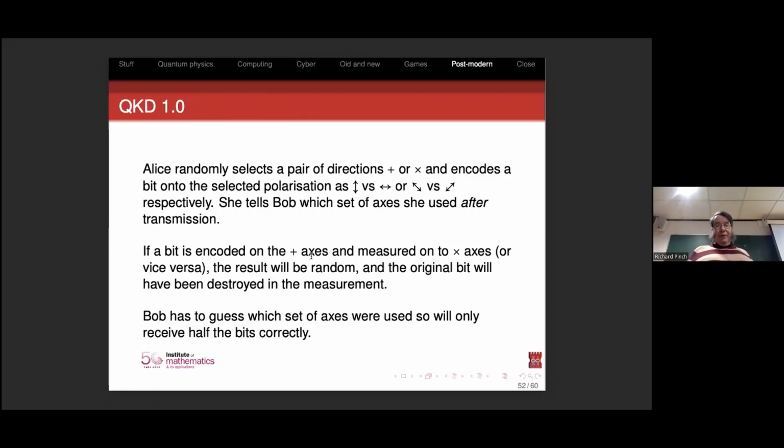You randomly select two orthogonal axes, which are either horizontal and vertical or both diagonal. Then you transmit your bits as polarized light, polarized photons, which are polarized that way or that way. That is one choice of bit, or polarized that way or that way. But you don't tell the recipient which way you've chosen. They just have to guess.